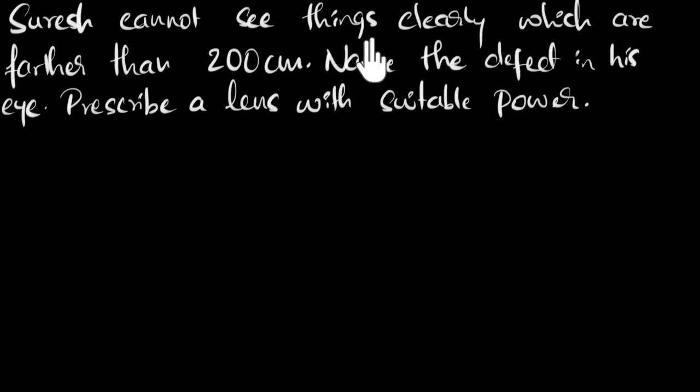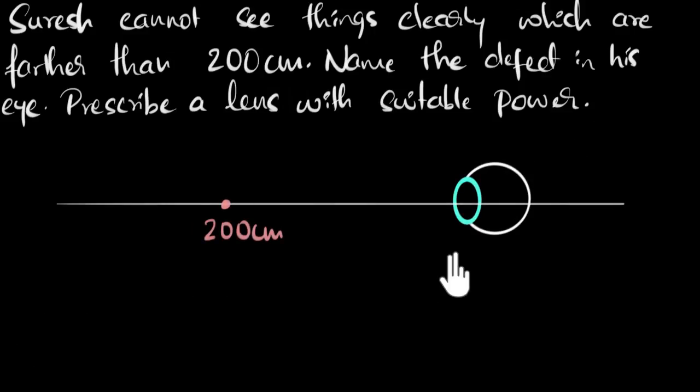Suresh cannot see things clearly which are farther than 200 centimeters. Name the defect in his eye and prescribe a lens with suitable power. So it's given that this is Suresh's eye, and that he cannot see anything farther than 200 centimeters. So if there are any objects over here, all the way up to infinity, he cannot see them.